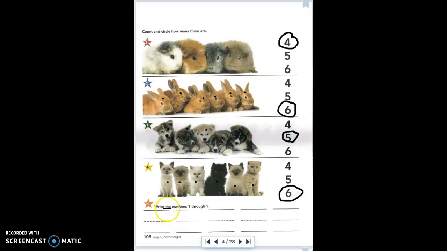At the bottom it says write the numbers 1 through 5. So I need to start with 1. And write a 1 as carefully as I can on the line. Then I'm going to write a 2, again, trying to be as neat as possible, taking this opportunity to practice writing my numbers correctly. A 4, and finally a 5. And that's all we need to do for today's lesson. Good work.